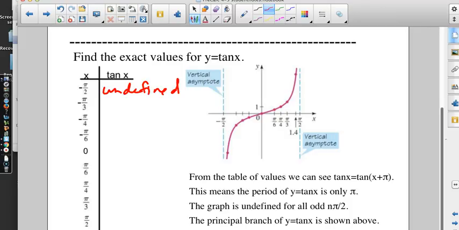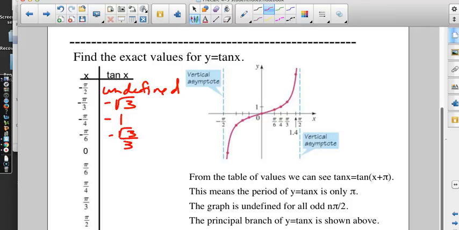Then we have negative pi over 3, and again, you can go back to the unit circle. That comes out to negative square root of 3. And we have negative pi over 4, which worked out really nicely to negative 1. And negative pi over 6 would give us a negative square root of 3 over 3.